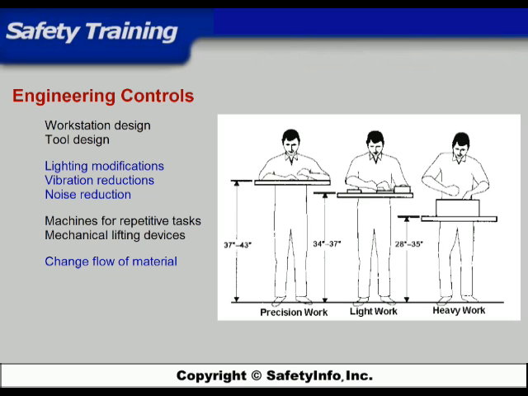Engineering controls are the preferred method for controlling these musculoskeletal disorder hazards. Engineering controls act on the source of the hazard and control the exposure to the hazard without relying on the employee to take self-protective action. Examples include redesign of workstations to improve posture, redesign of tools to reduce stress, lighting modifications, vibration reduction, noise reduction, use of machines to automate repetitive tasks, use of mechanical lifting devices, and changing the flow of material in the work process.